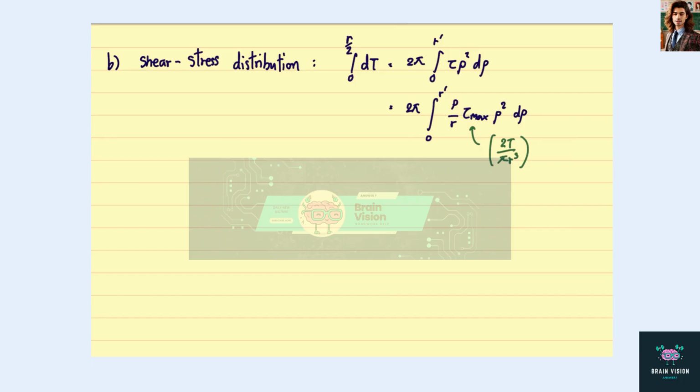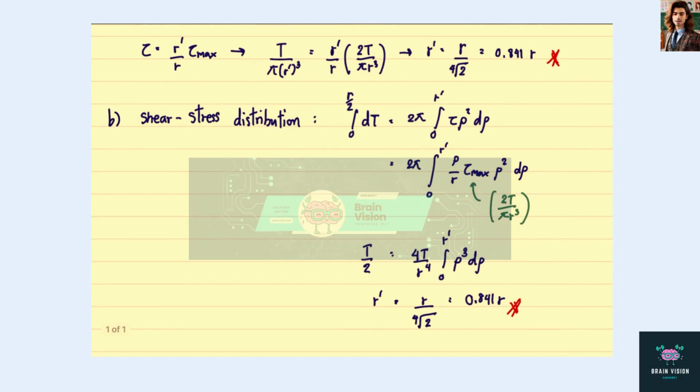and we'll have that T over 2 is the integral of dT, which is 4T over R to the power of 4 times the integral of rho to the power of 3 d rho, and that makes R_i equal to R over the fourth root of 2, and that's the same as what we have found from the torsion formula.